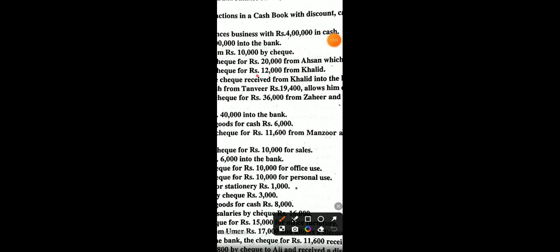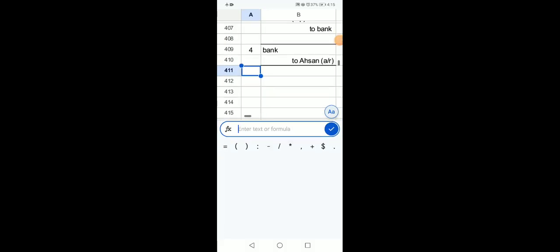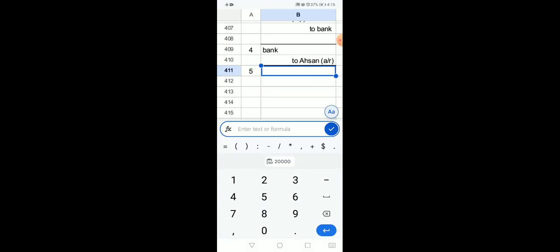He received a check, again receiving a check for rupees 12,000 from Khalid. In the previous entry you were receiving a check from SN and now you are receiving a check from Khalid, but the difference is that in the first entry you deposited that check into the bank, but now you are just receiving the check from Khalid. All right, you have received a check from Khalid, entry number 5. When you are receiving and not depositing the check into the bank, it means there is no role of the bank over here. You have just received and haven't deposited that check into the bank.